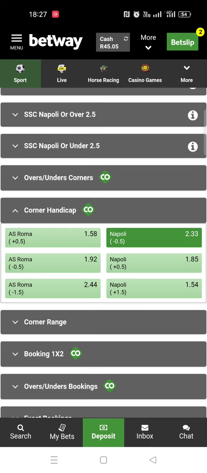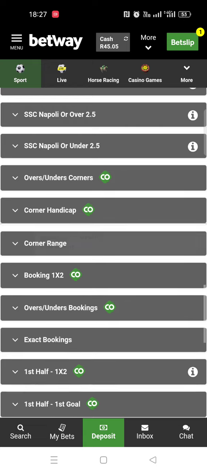But look at the odds, guys. Imagine if Roma have, at the end of this match, only maybe 6 corners, and Napoli 8 corners. Then when you minus 1, you'll end up on 7 corners for Napoli, and you'll still win. You know? So, guys, this market is a market for consideration.